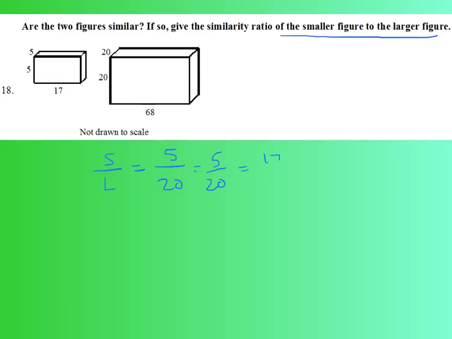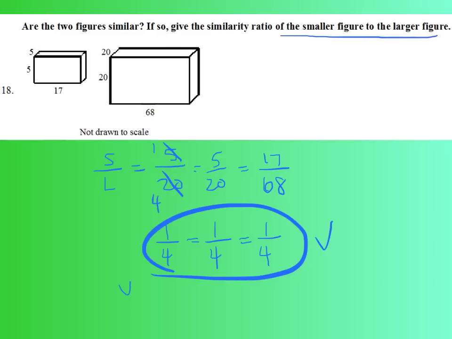And now I'm going to reduce and see if all of these get me to the same thing. So 5 and 20, they do have a common factor. I can divide 5 by 5, I get 1, and 20 by 5, I get 4. So that's 1/4. Obviously, this next 5 over 20 also reduces to 1/4. Now I need to see, does 17 over 68 reduce to 1/4? And yes, it does. So that's a good thing. They are similar. And I know that my similarity ratio is 1 to 4.